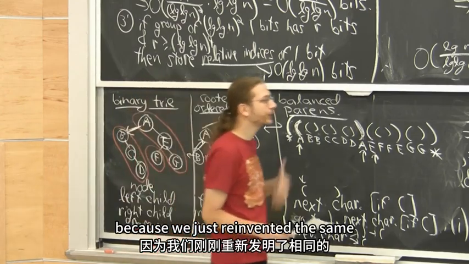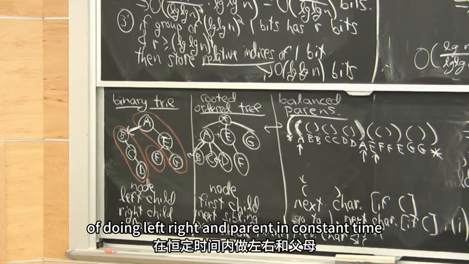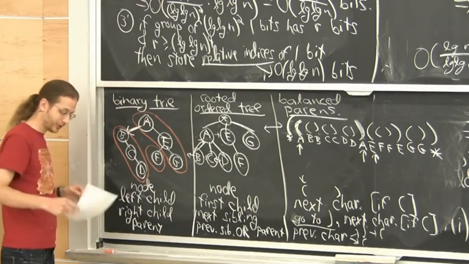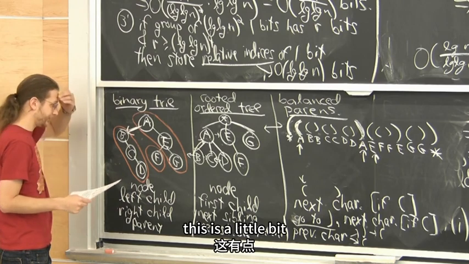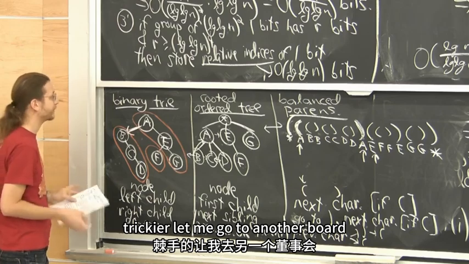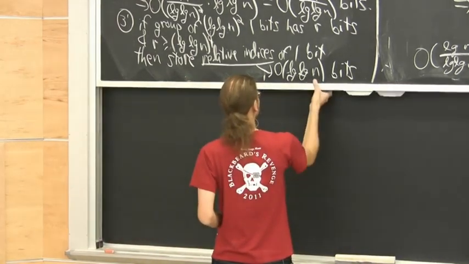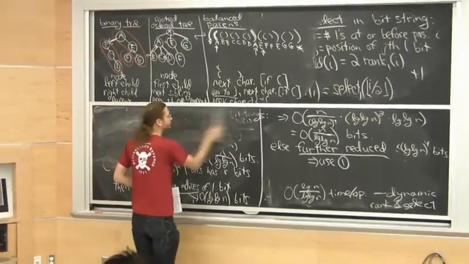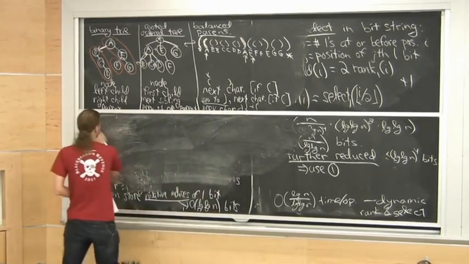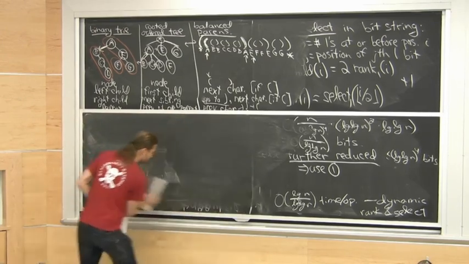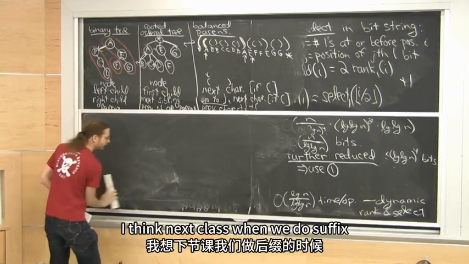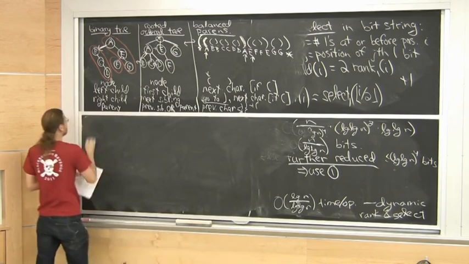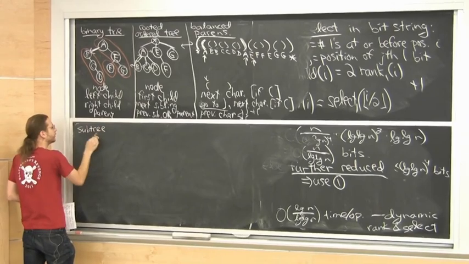That's not so exciting because we just reinvented the same results we had before of doing left, right, and parent in constant time. But what we buy out of this representation is we can now do subtree size. So this is a little bit trickier. Let me go to another board. But whereas with level representation it was impossible, now it is possible. And we're going to use subtree size, I think, next class when we do compact suffix trees. So subtree size is what we want in the binary trie.